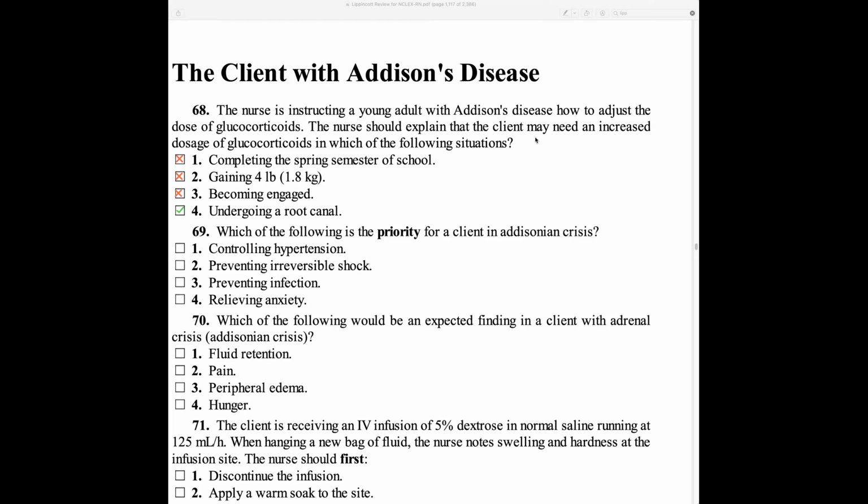Okay. So you can expect to see something like that on the NCLEX where it just wants to know, do you know that Addison's is when it's too low and that you need to add steroids and that the dose of steroids will need to be increased during times of physical stress. And there's three qualifications for that: infection, trauma, or surgery.